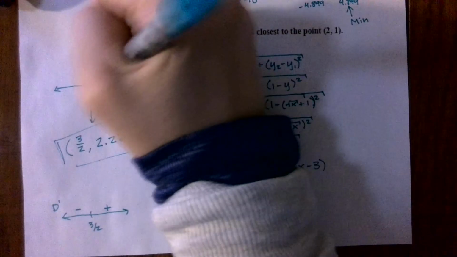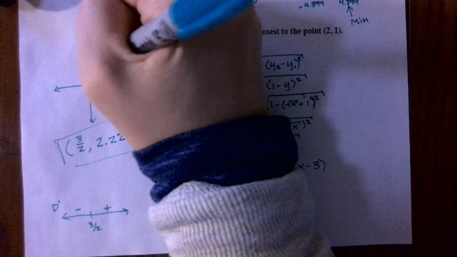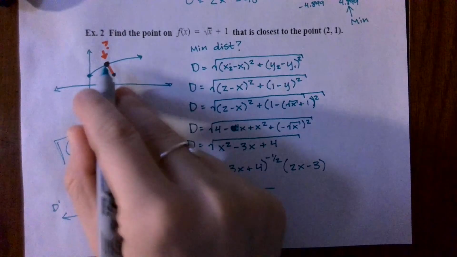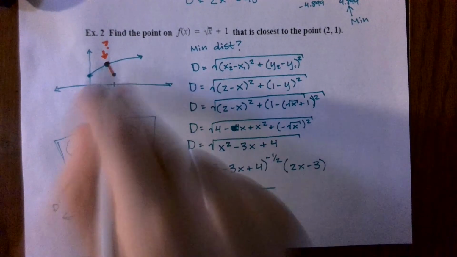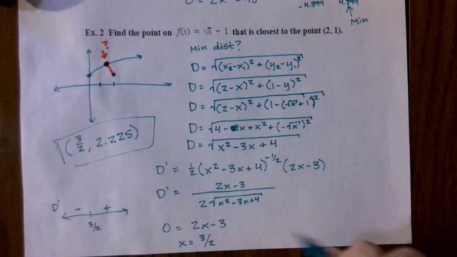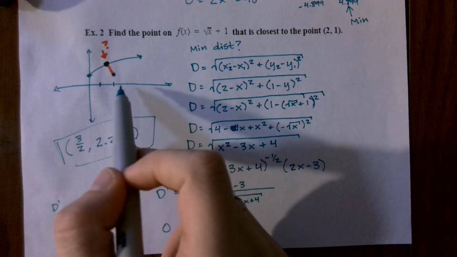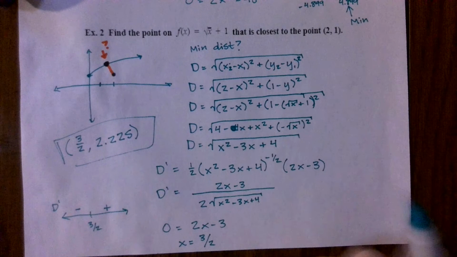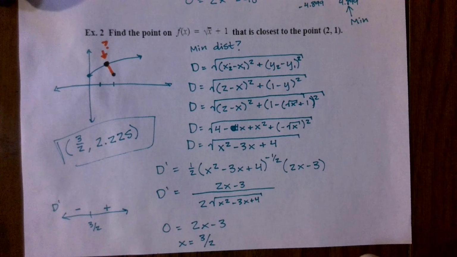And we can see that this is pretty close. This would be like 1.5, and then we would have to get a 2.225 when we plug it into the function. Always good to start with a picture because that tells us, in this case at least, that we were close to a right answer, that it at least made some sense.